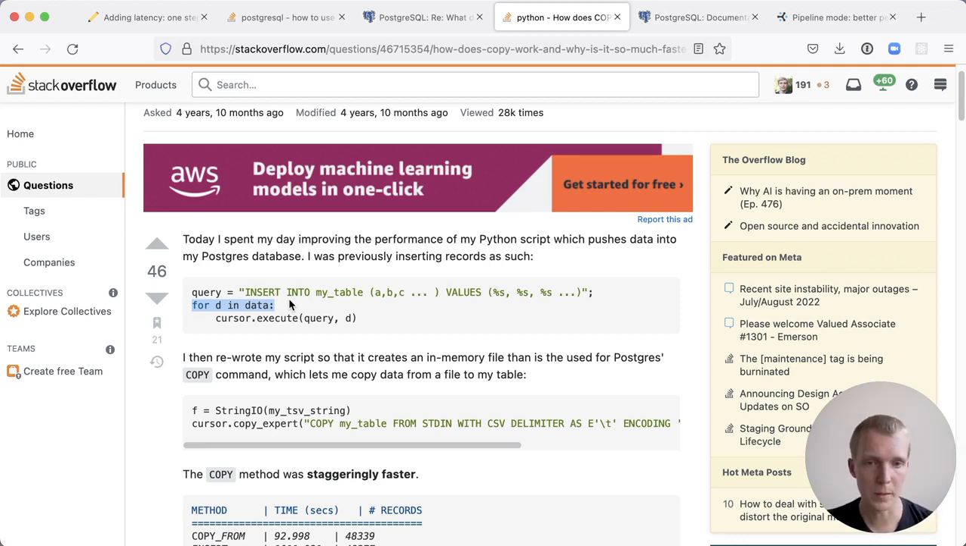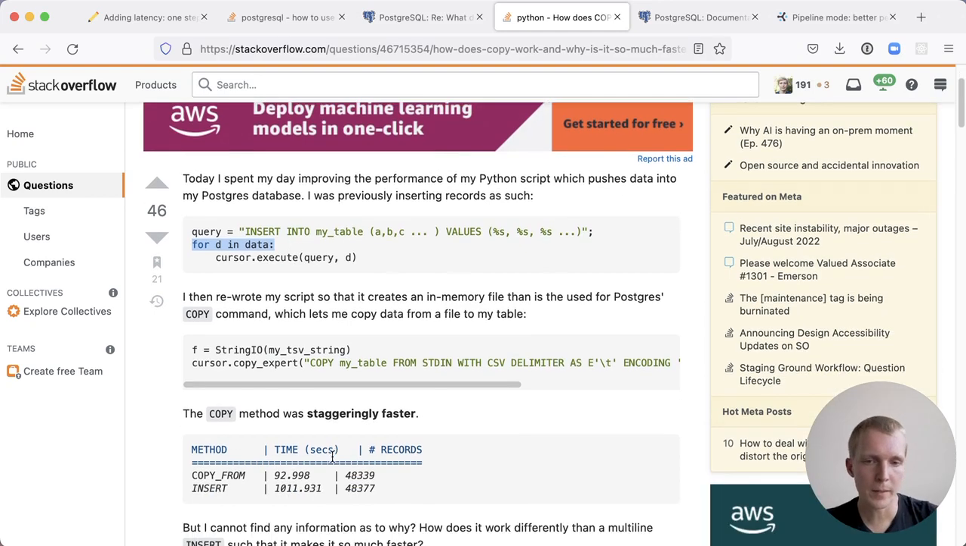The alternative to this is using a copy command, where you're just continuously sending data to the server and you're not waiting for the results. It's much more efficient from that perspective. And there's also other aspects that benefit from copy. In this example, copy was more than 10 times faster than individual insert statements.